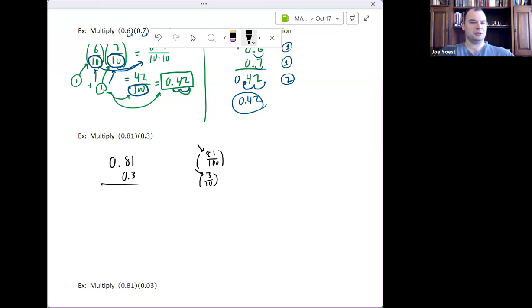Now I basically just ignore the decimal points for the time being. I do 3 times 1 is 3, 3 times 8 is 24, and that's all that I have. Then I need to figure out where to place the decimal. The 81 has 2 decimal places. 0.3 has 1 decimal place. My answer should have 3 decimal places. 1, 2, 3. 0.243.